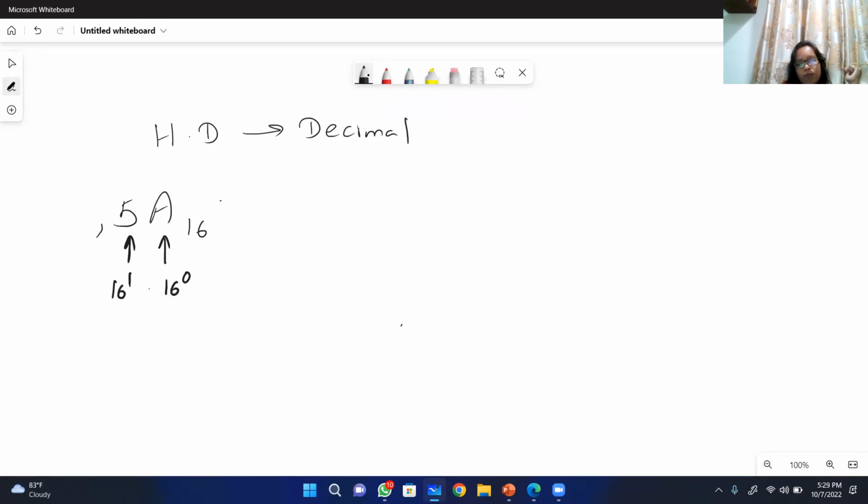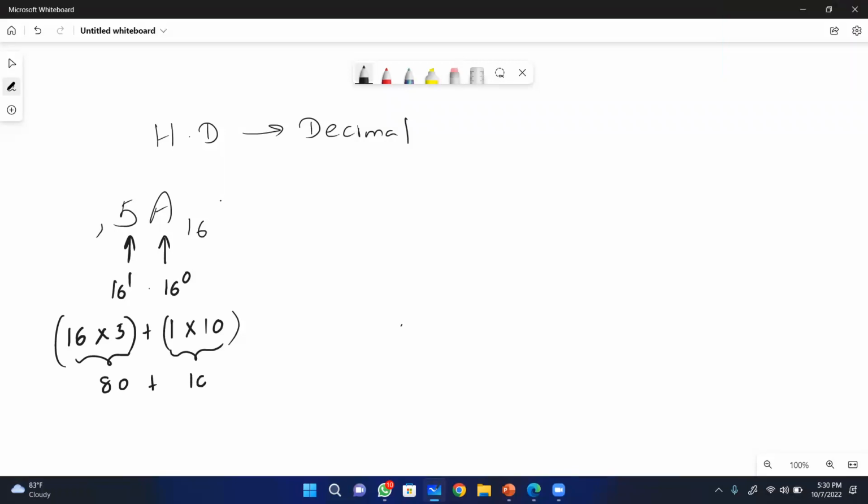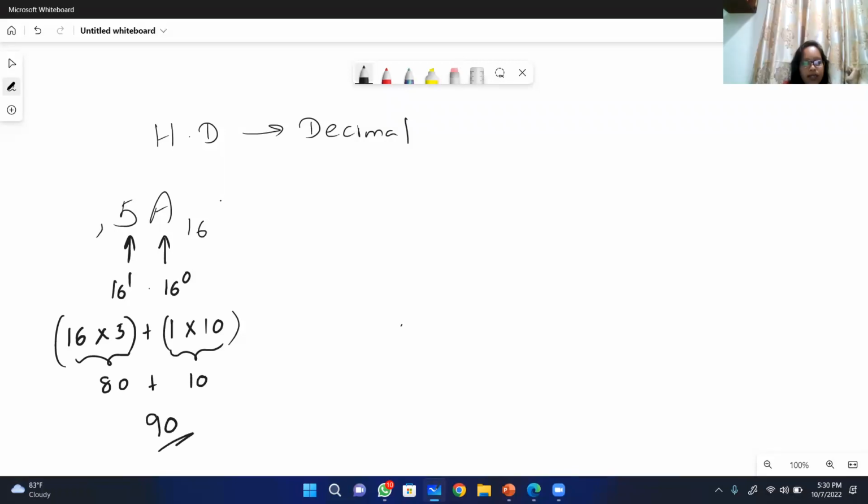16 to the power 0 means 1 into, what is the value of A? 10. Plus 16 to the power 1 is 16 into 5. How much is 16 into 5? 80. 80, teacher. Yes, here 10, altogether 90. So the answer is 90. Right? So the process is just write down the place values of 16 and then add.